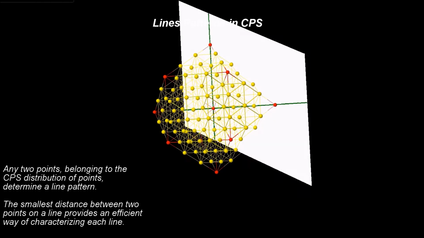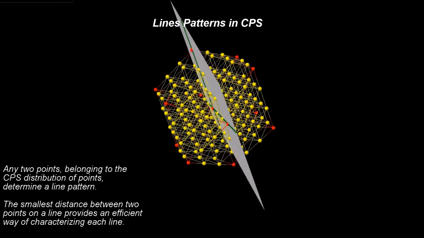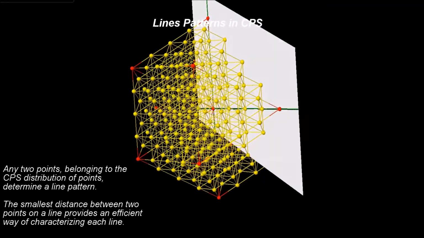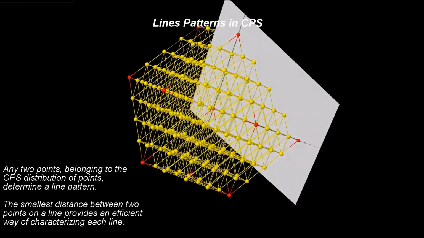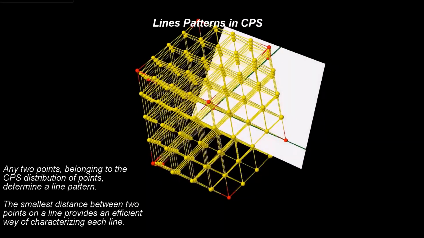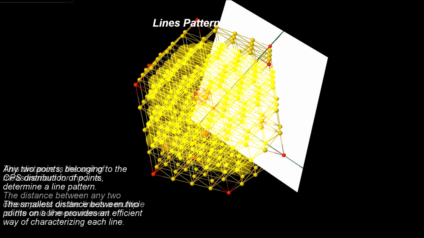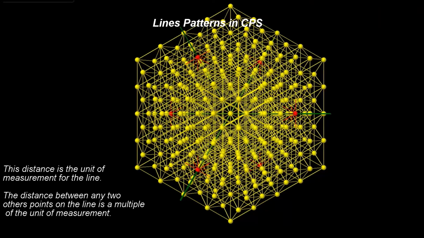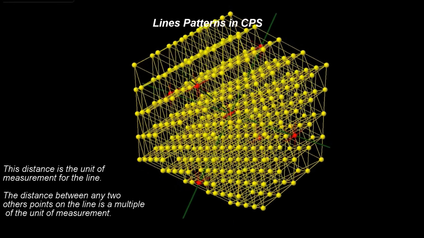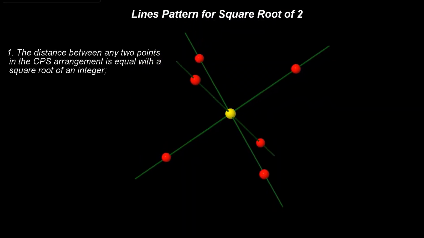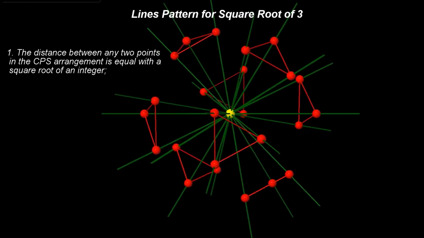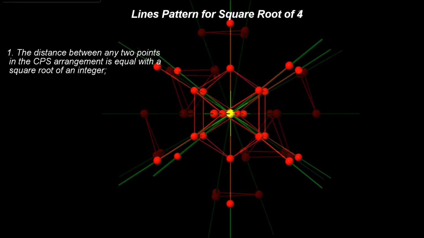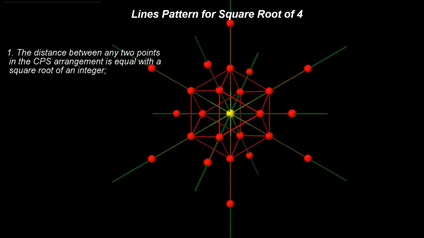Any 2 points, belonging to the CPS distribution of points, determine a line pattern. The smallest distance between 2 points on a line provides an efficient way of characterizing each line. This distance is the unit of measurement for the line. The distance between any two other points on the line is a multiple of the unit of measurement. As seen before, fascicle of lines emanating from a central point, which have the same unit of measurement, form well-defined lines patterns.